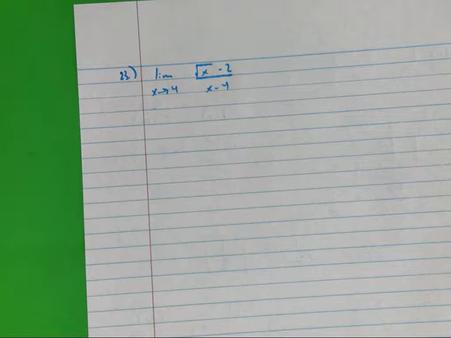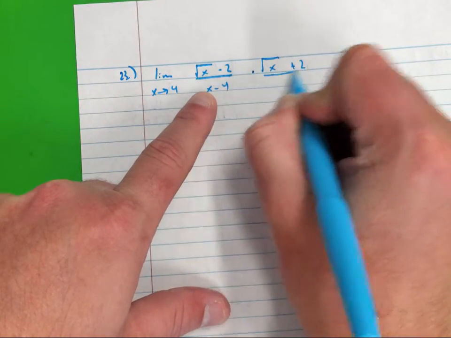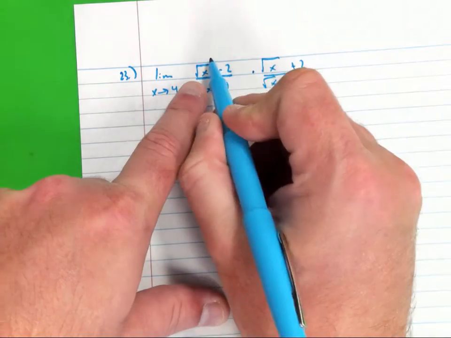Okay. So I need to use a toolkit strategy. Max, which one would you do? Rationalize the numerator. Rationalize the numerator. So I'm going to come over here. Remember, change that sign. So watch it.